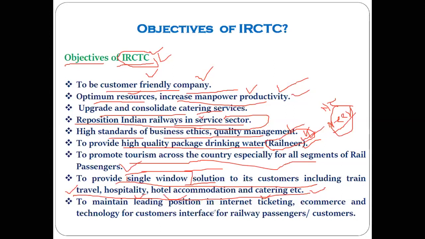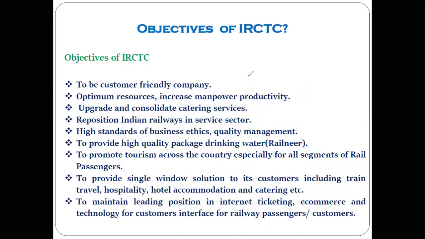Then, give the facilities to the customers like internet ticketing etcetera through the customer interface of the railway, that is through the IRCTC. Understood. So these were the different kinds of objectives they decided while launching the IRCTC, and we hope most of the objectives they are achieving, and in the future also they are making efforts on making these kinds of services better and better.